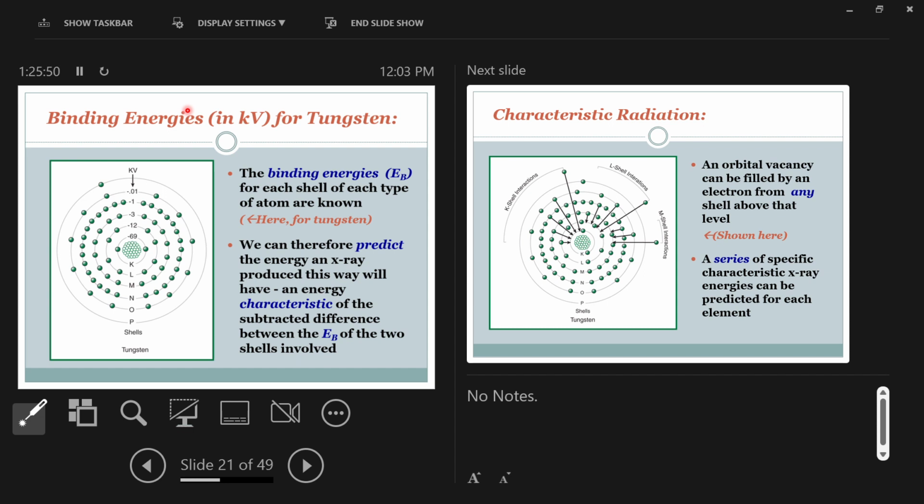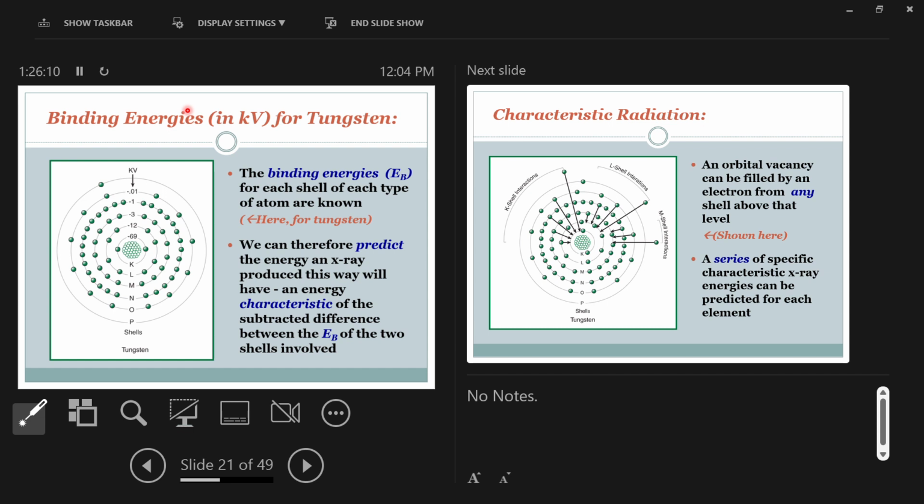But remember, the L shell fell to the K shell. So now there's an opening in the L shell. So the M shell will fall into the L shell position. Some characteristic photon gets produced. What's the difference between 3 and 12? Well, it's 9, right? The X-ray produced when M falls to L will be 9 kV.